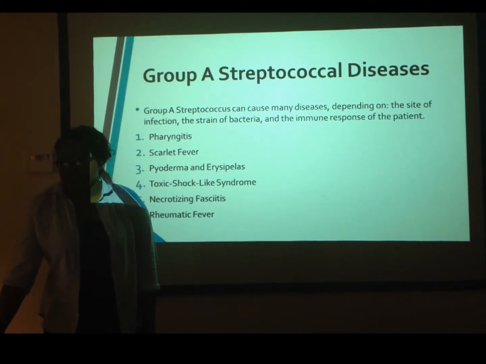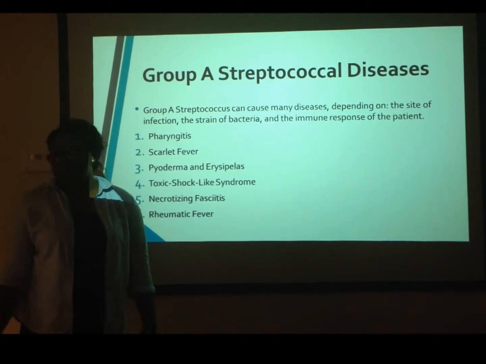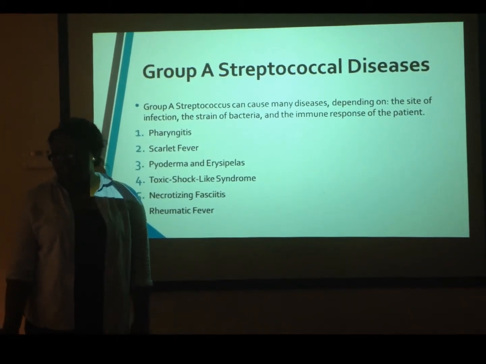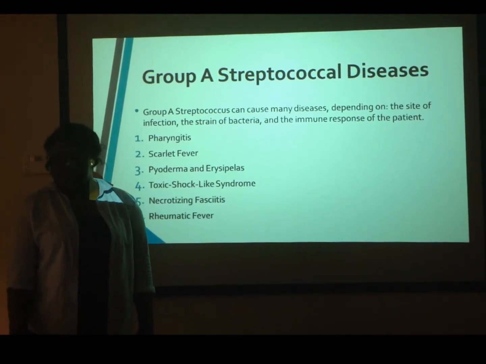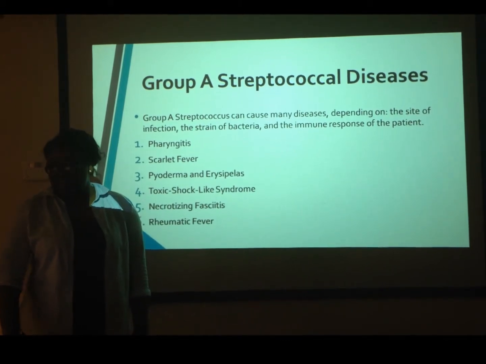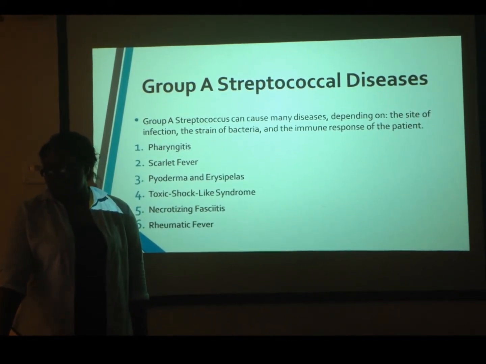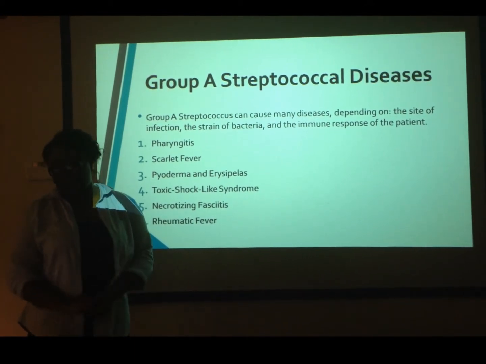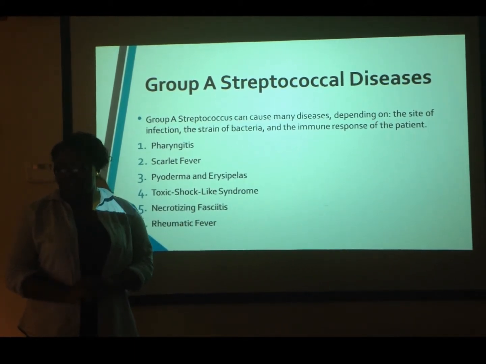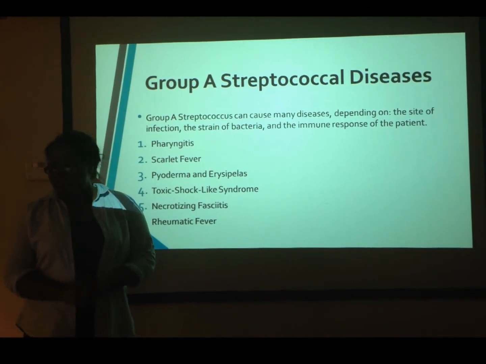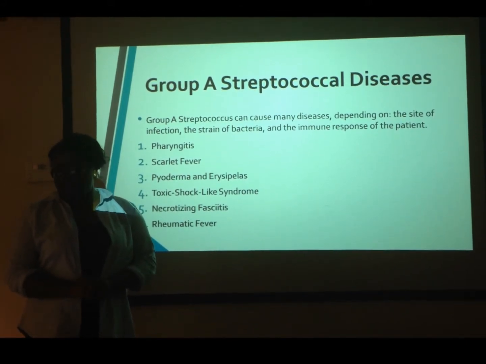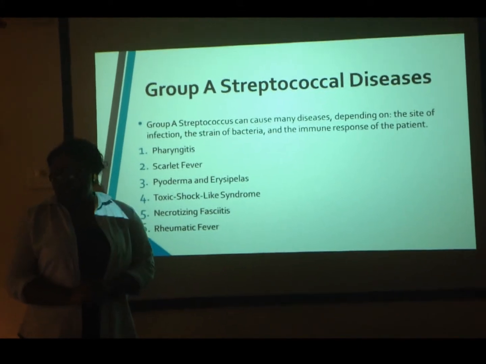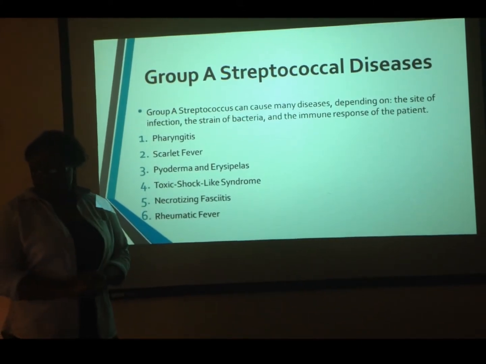Group A Streptococcus can cause many diseases depending on three things: the site of the infection, the strain of the bacteria, and the immune response of the person. I will begin by talking about six diseases that Group A Streptococcus can cause: pharyngitis, scarlet fever, pyoderma and erysipelas, toxic shock-like syndrome, necrotizing fasciitis, and rheumatic fever.